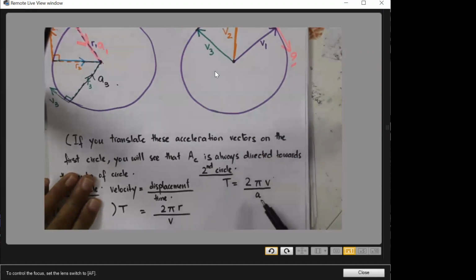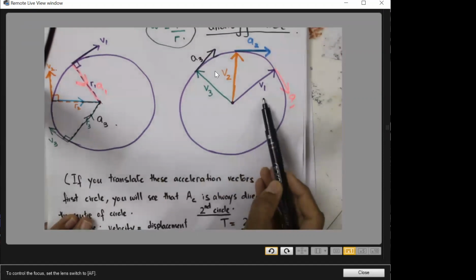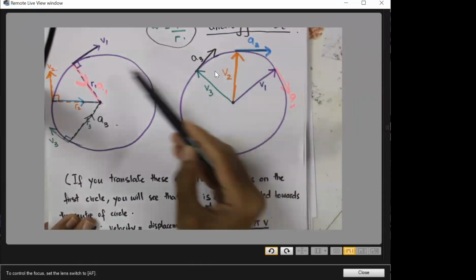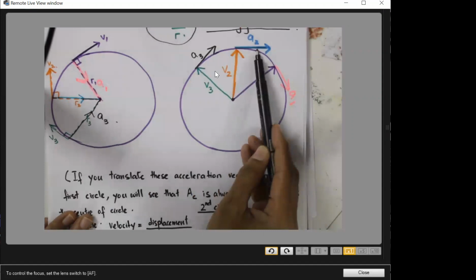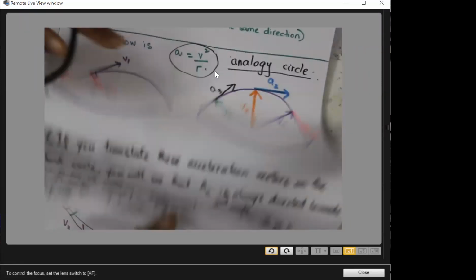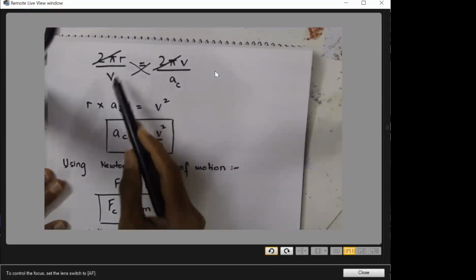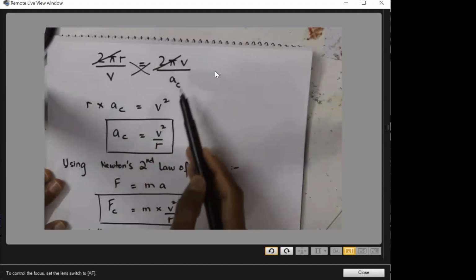And what is analogous to velocity in this circle? It's a. So I have replaced it by a. Now these two should be equal to each other. So if they are equal, 2 pi r over v is equal to 2 pi v over a, where a is the centripetal acceleration.